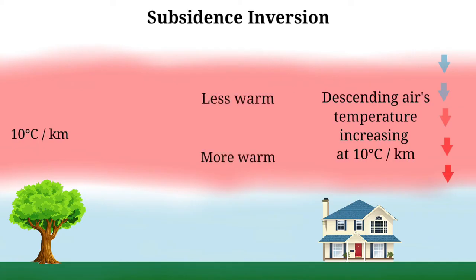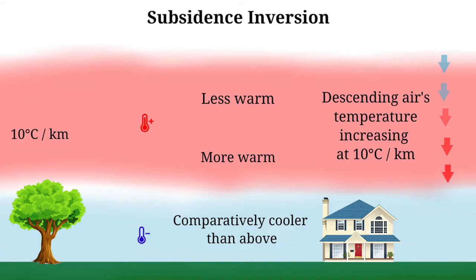Now in subsidence inversion, the subsiding air gets warmed while the lower pre-existing air is comparatively cooler. Therefore, the lower level air seems to be cooler than the plunging air from above. Thus, if a person goes from the earth's surface to the higher in the sky, then he or she will say that the temperature is gradually increasing with increase in height. So this type of inversion is called subsidence inversion.